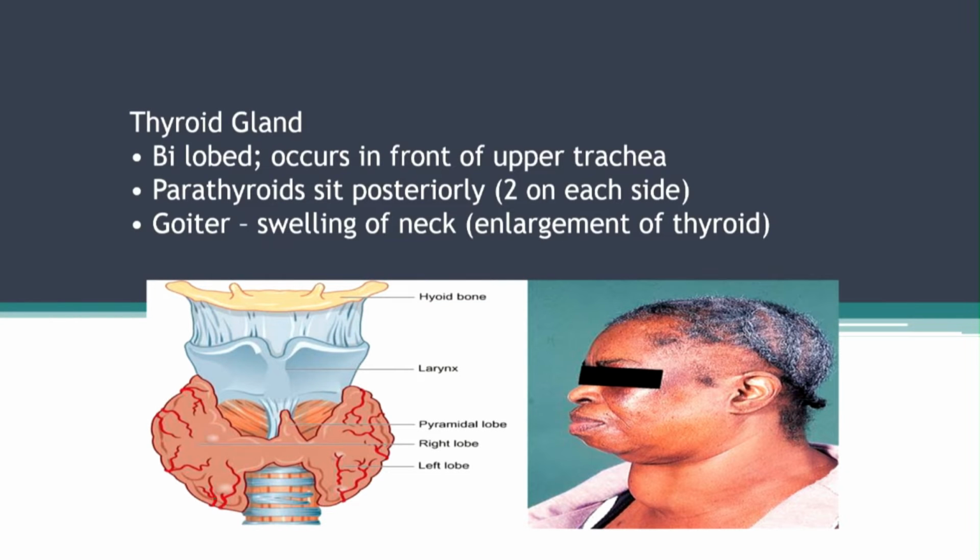About the anatomy of the thyroid gland: it is bilobed and occurs in front of the upper trachea. Parathyroid glands sit posteriorly, two on each side. The term goiter means swelling of the neck, enlargement of the thyroid.